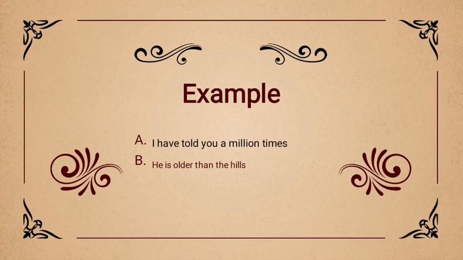He is older than the hills. In this example, we can also see that a man is compared with the hills, because we do not know the age of hills. They are perhaps 100 million and 1,000 years old. The age of the man is very much, so he is compared with the hills.